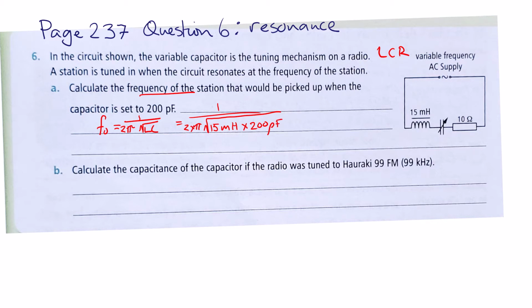picofarad. Now remember, milli is 10 to the negative 3, micro 10 to the negative 6, nano 10 to the negative 9, and pico 10 to the negative 12. So if we substitute those in, we get the frequency equal to 91,888, but we've only got two significant figures, so we've got to call that 92,000 hertz. And in keeping with radio station frequencies, we're going to call that 92 kilohertz.